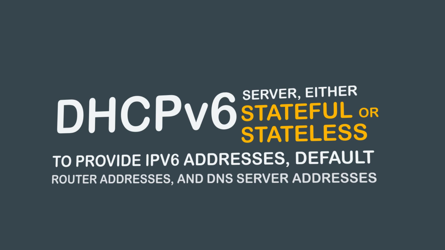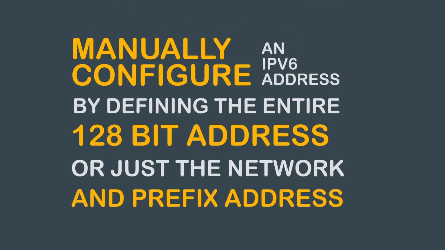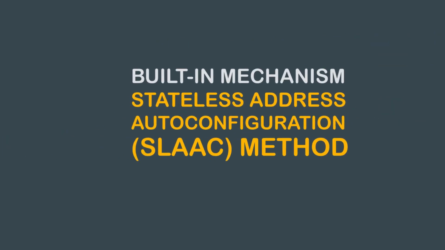You can utilize a DHCPv6 server, either stateful or stateless, to provide IPv6 addresses, default router addresses, and DNS server addresses. You can also manually configure an IPv6 address by defining the entire 128-bit address or just the network and prefix address. Alternately, you can use the built-in mechanism called Stateless Address Auto Configuration, or SLAAC method.